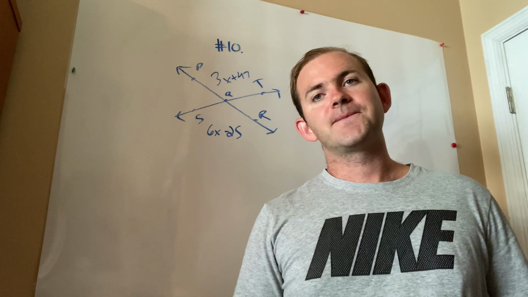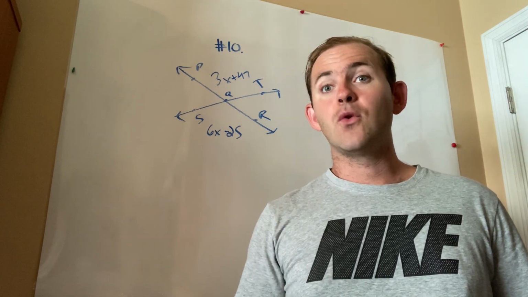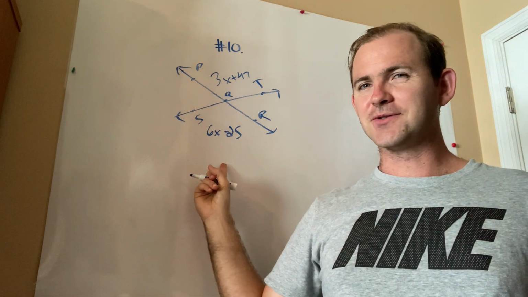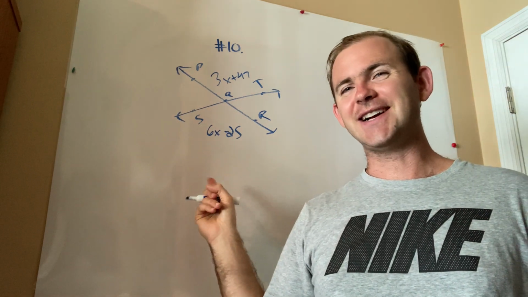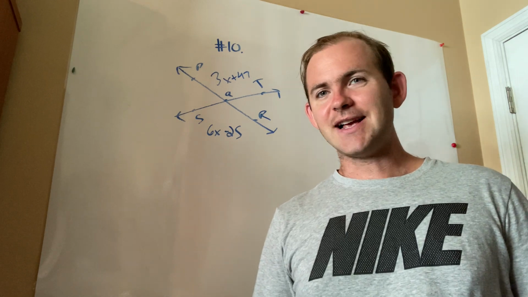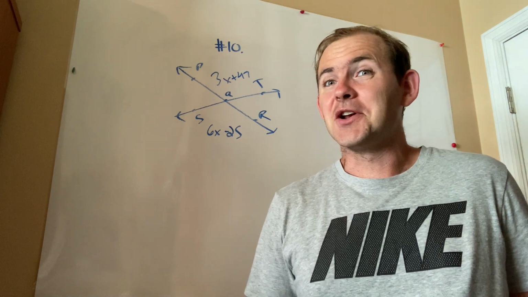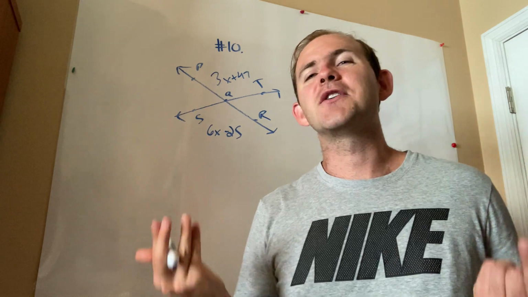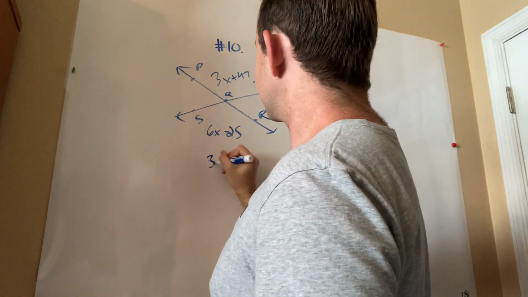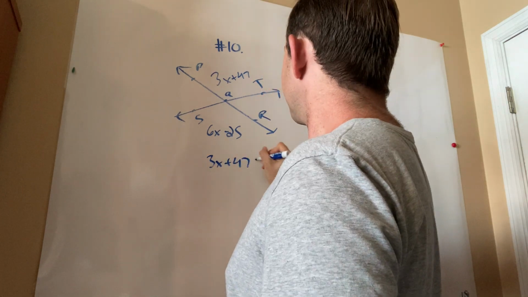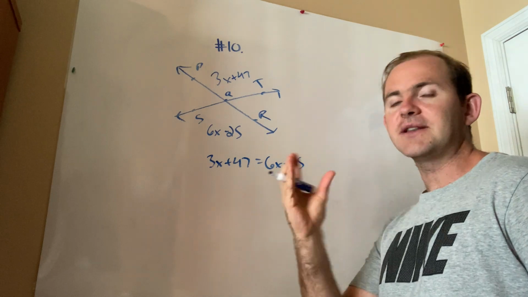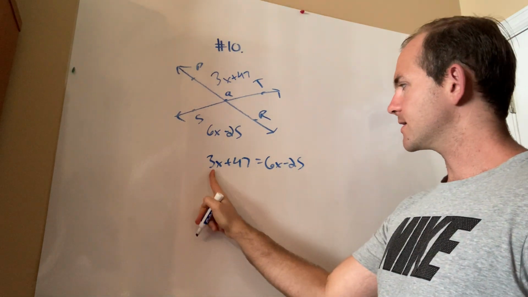Now notice something. We've got to classify these angles. What kind of angles are these two right here? Well, I don't know about you, but because they're right across from each other, I'd say they're vertical angles, right? And what do we know about vertical angles from our last video? Well, I think we know that they're congruent, or they're the same. So therefore, we can say that 3x plus 47 equals 6x minus 25.